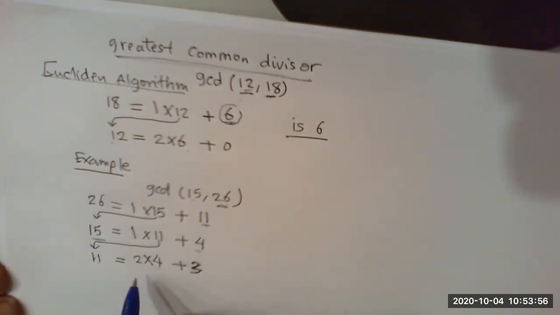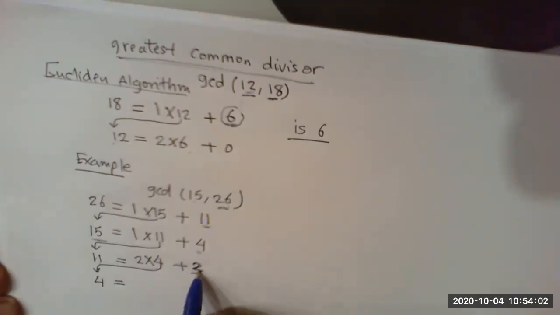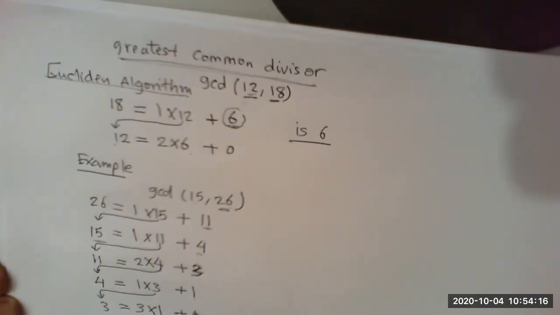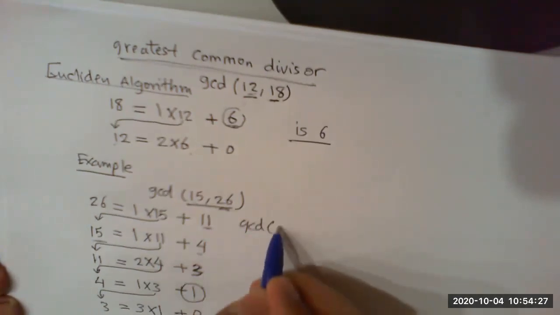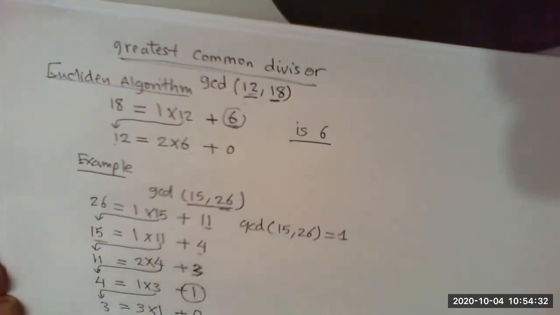I continue the procedure. I take 4 here. 4 is how much of 3? It is 1 multiplied by 3, plus 1. I take 3 here. 3 is how much of 1? 3 times 1 plus 0. So the greatest common divisor of 15 and 26 is 1.